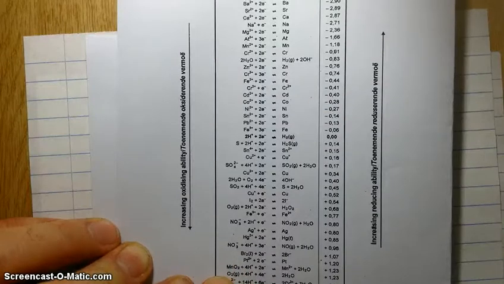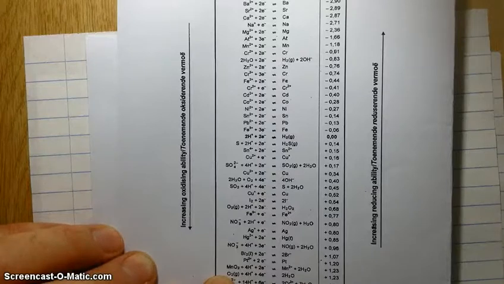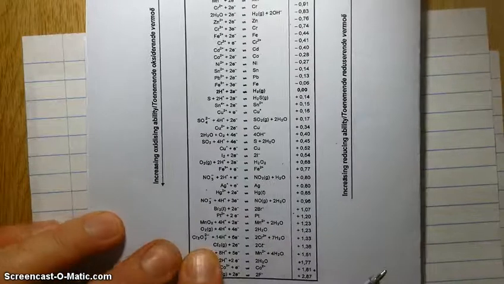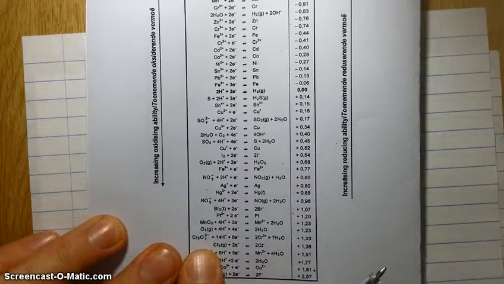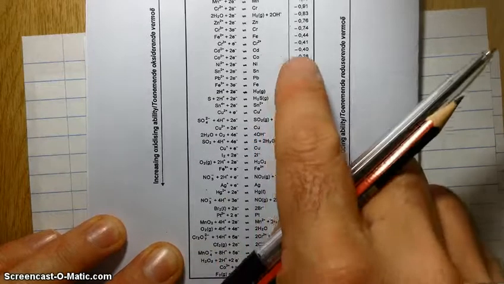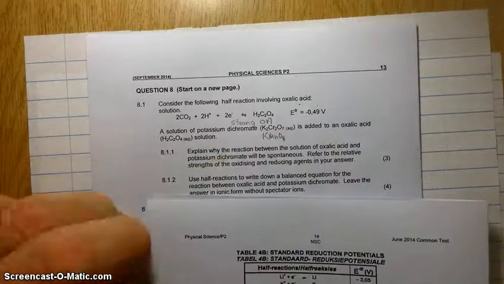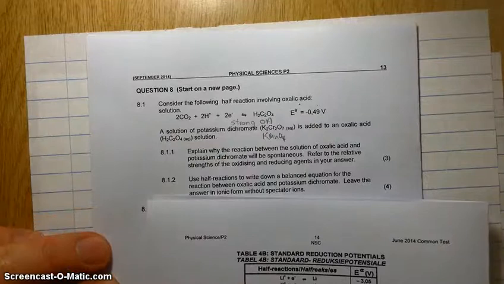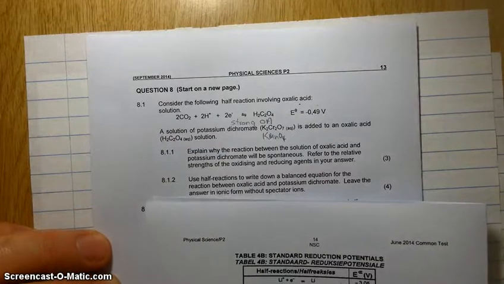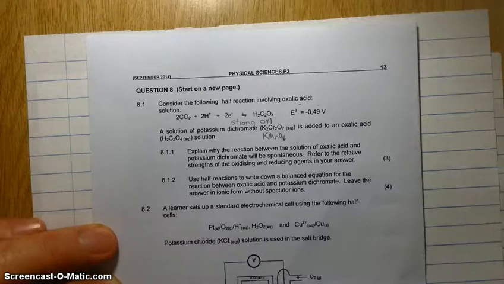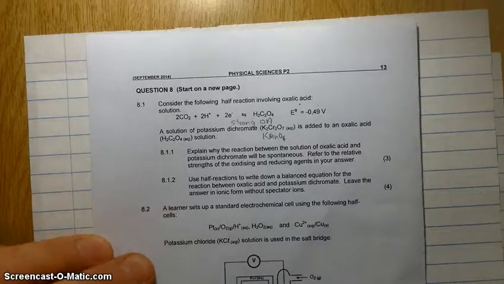while oxalic acid is oxidized. You can even do a cell calculation, an EMF calculation for this, by referring to your E cell, which is equal to E reduction minus E oxidation, and you do the 1.33 minus the value that they gave you, the 0.49, and that will give you a positive E cell value, which also indicates that it is a spontaneous reaction.